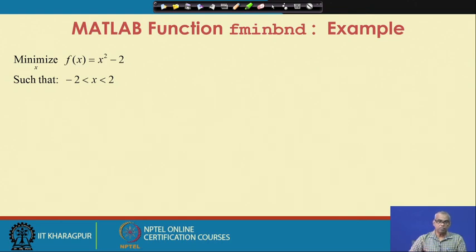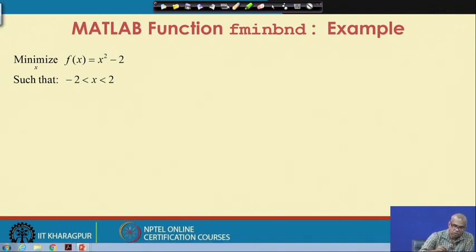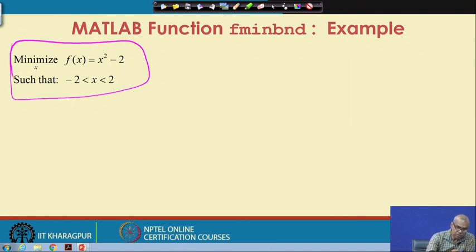Now, let us take a simple example to understand the use of the function fminbnd. So, we want to minimize a function f(x) equal to x square minus 2, and x is bounded between minus 2 and plus 2. So, this is the problem we want to solve using fminbnd.